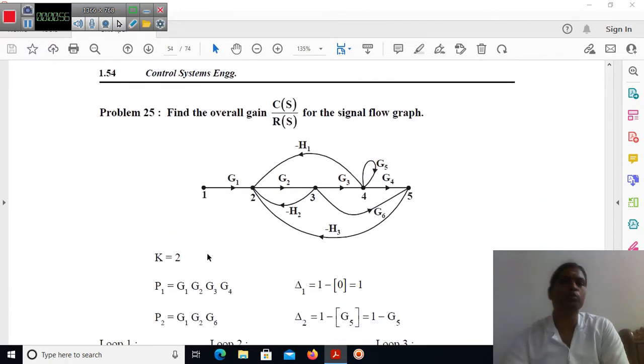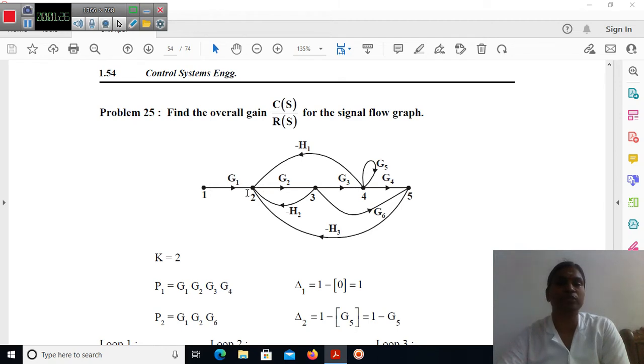To find out the overall gain, C of s divided by R of s, for the signal flow graph, here we have to consider points 1, 2, 3, 4, 5. From left to right, we have the arrow mark. It is called a forward path. 1, 2, 3, 4, 5. Here all the gains are in the forward path, that means forward arrow marks G1, G2, G3, G4. It is considered as forward path 1.